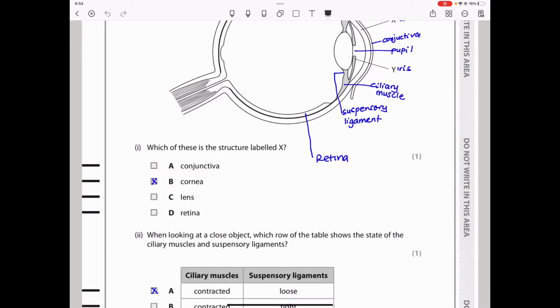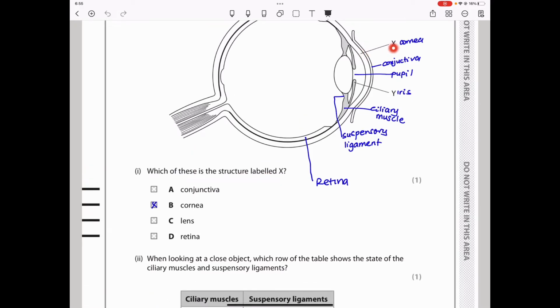The first question says, which of these is the structure labeled X? As you can see up here, X is the cornea. So I labeled that to be the cornea.